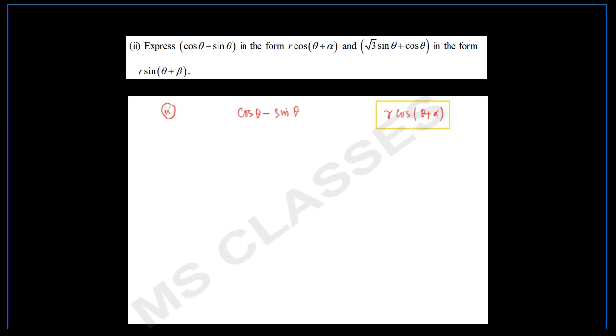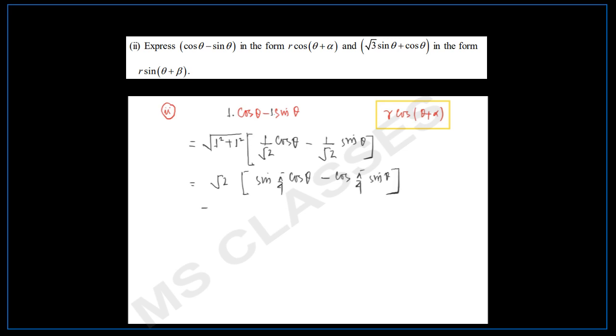So what I talked about, whatever you have, it is A and B. Here A is 1, B is 1. So multiply and divide by root over of this one square plus this one square. 1 by root 2 cos theta minus 1 by root 2 sin theta. So this is root 2 times sin pi by 4 cos theta minus cos pi by 4 sin theta.